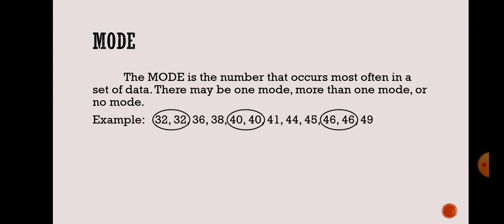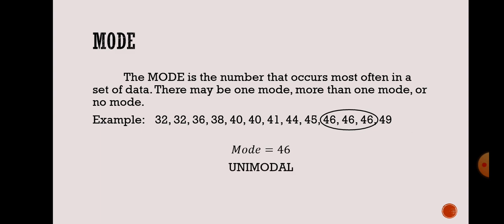What if we have this example? We have 32, 40, and 46. Therefore, the values of the mode are 32, 40, and 46, which is also known as multimodal. In this scenario, 32 and 40 occur twice, but 46 occurs thrice. Therefore, our mode will be 46, since it is the data with the most occurrences, and this is again unimodal.